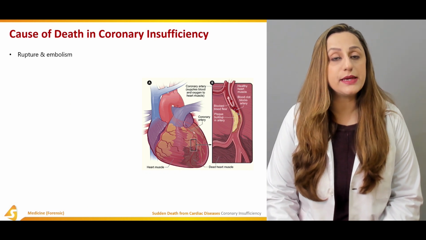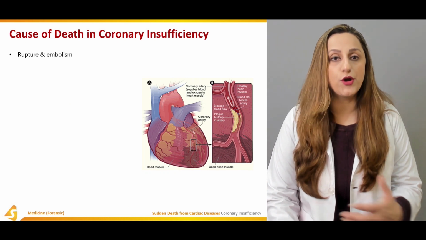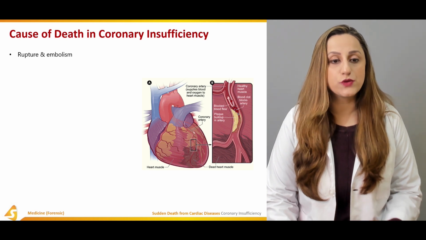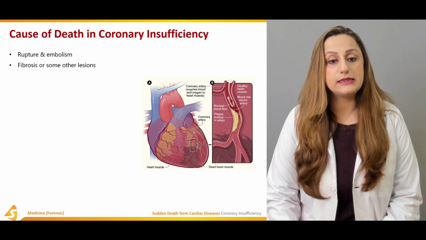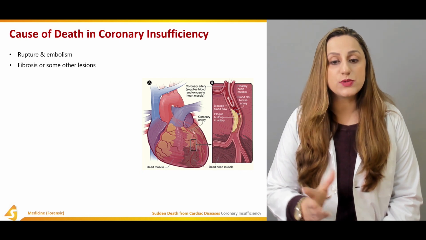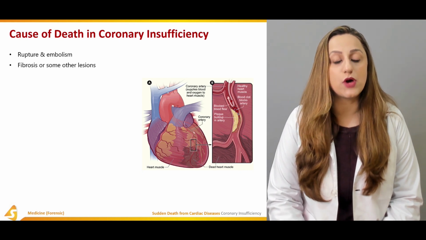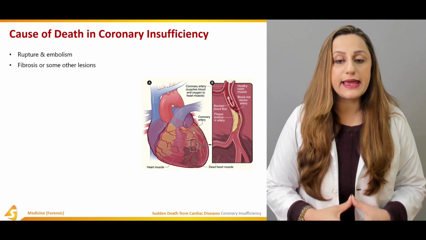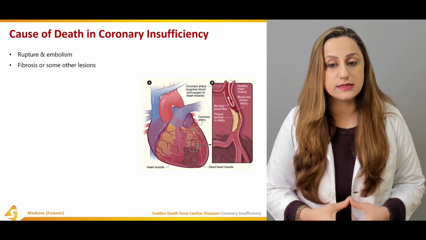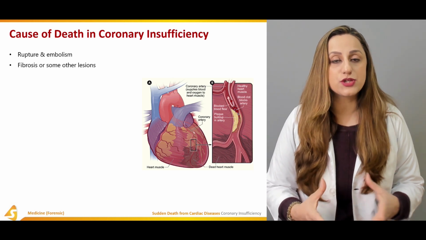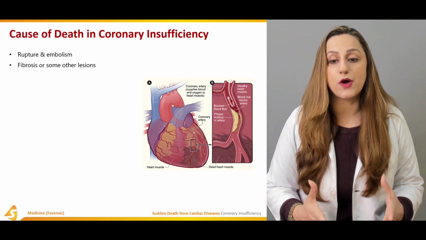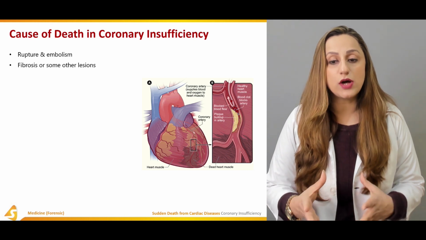So the rupture and the embolism of the coronary vasculature is looked for at this level, and the fibrosis or some other lesions are again looked for at this level. As you can see in the diagram, basically the coronary artery, which is supplying the oxygen to the heart muscle, is compromised at this level. And in a healthy vasculature, basically these arteries are not compromised, and the blood clot is again damaged.